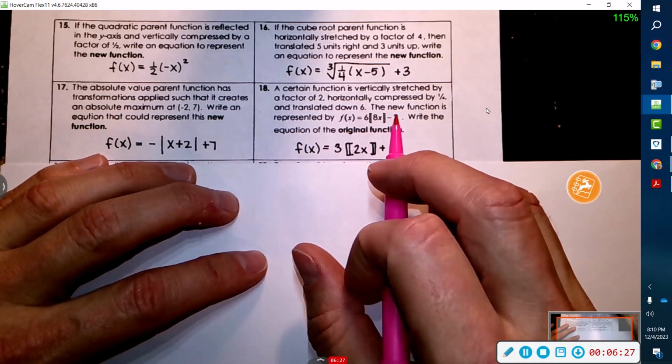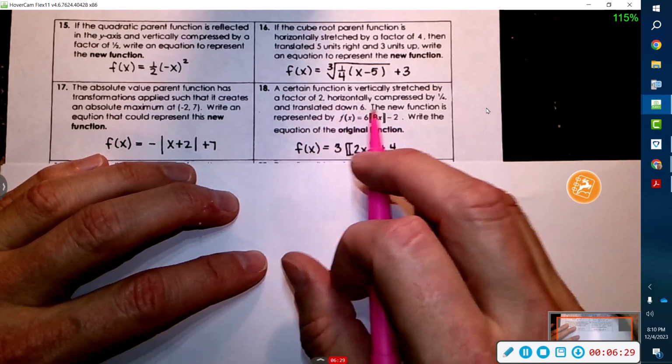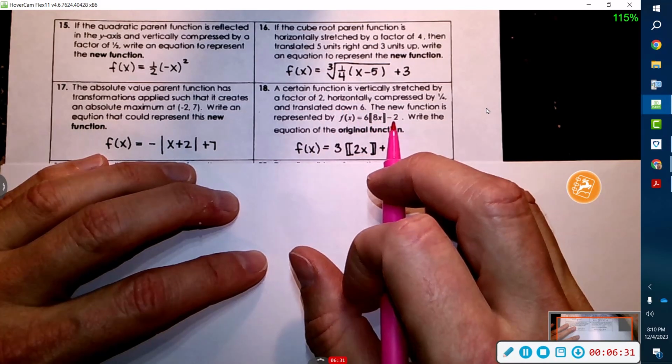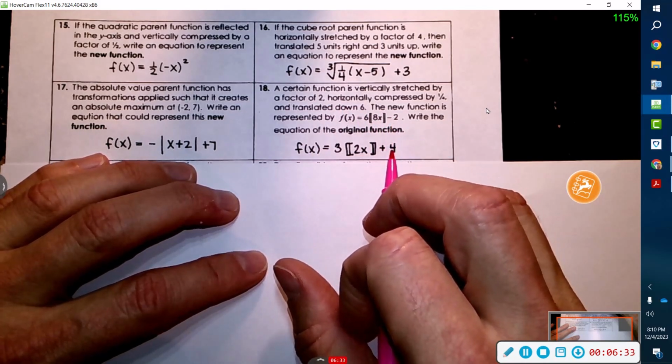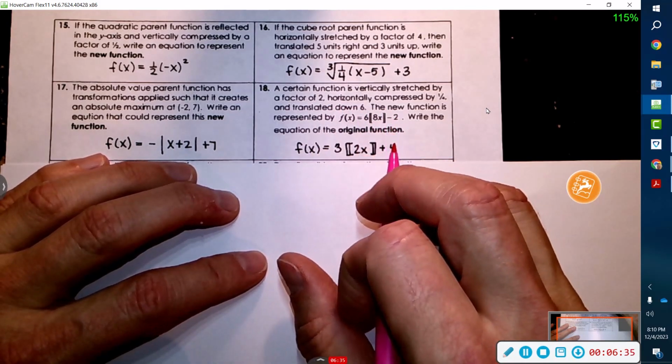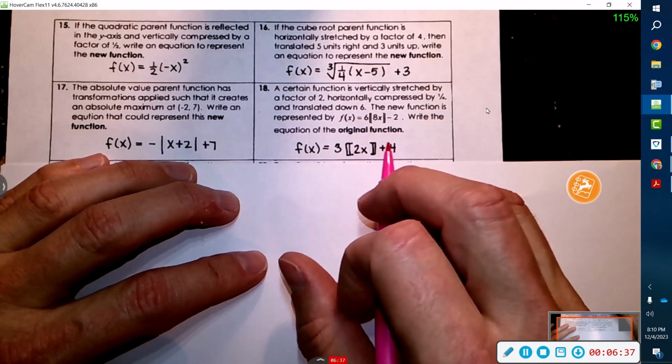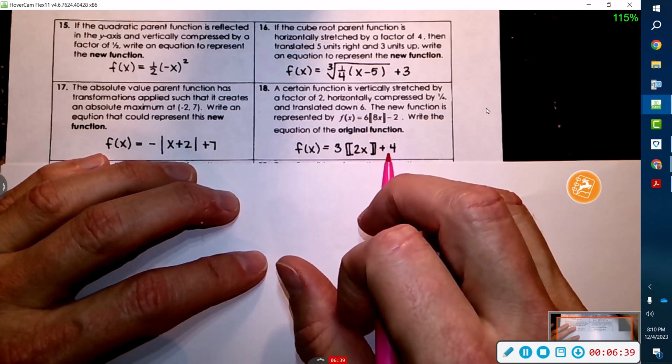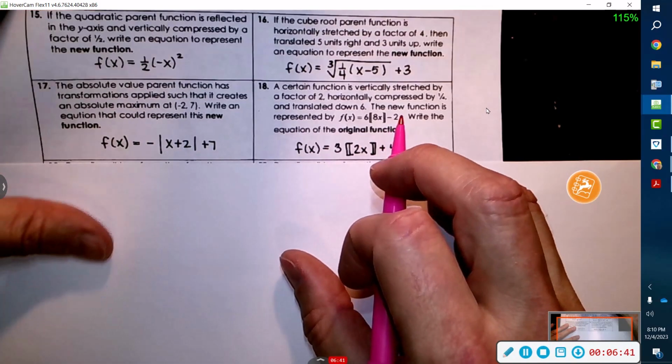So in order to get to go down 6, he needed to be up 4, so that if we dropped him 6, he would go to the x-axis. If he went down 4, then he needs to drop 2 more. Okay, so pretty tricky.